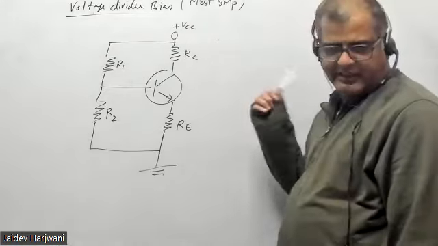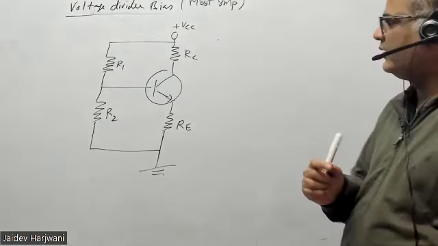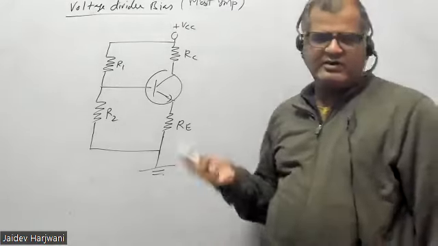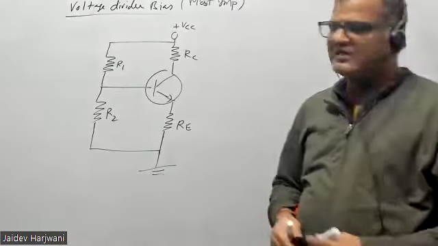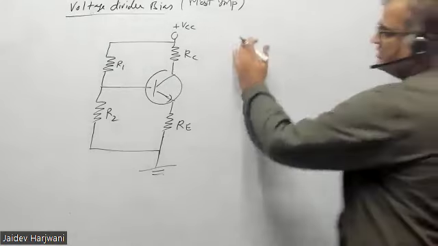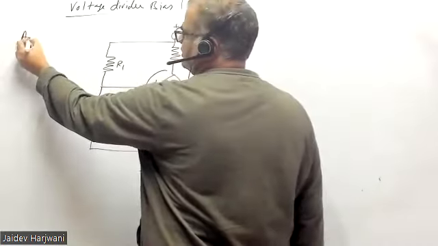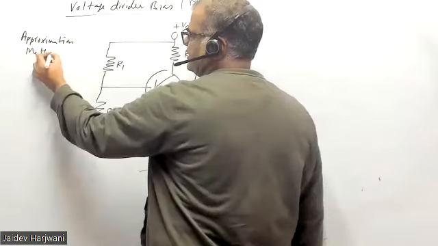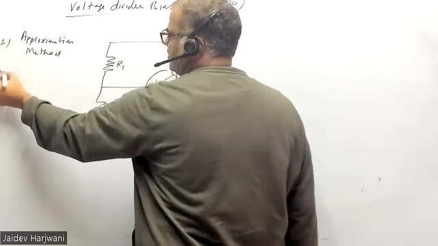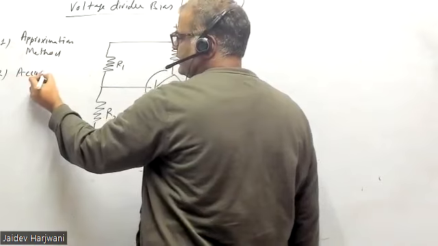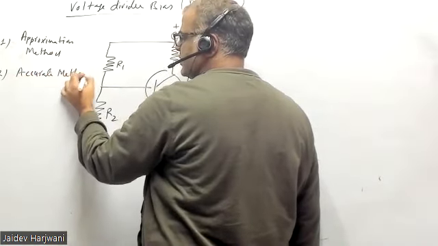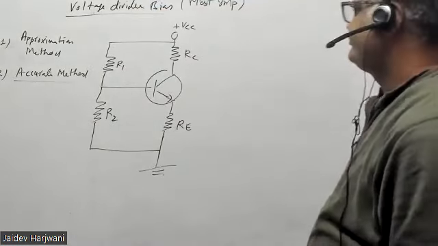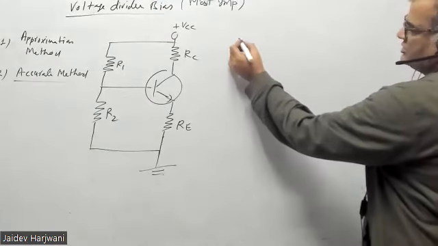Now this circuit can be solved in two ways. Both ways we will learn, and both ways the values are almost equivalent. Only a very slight difference will come in the answer. One is called the approximation method, and the second is called the accurate method. First we'll start with the approximation method.